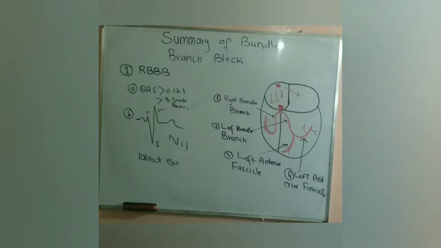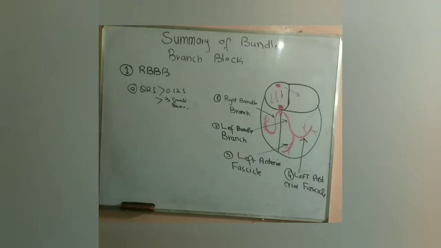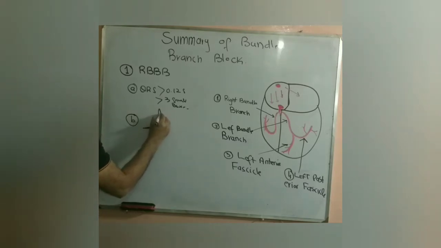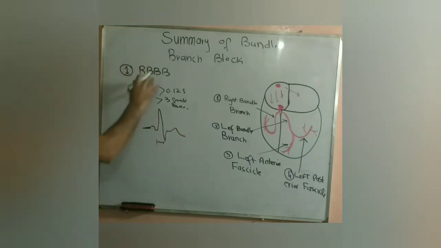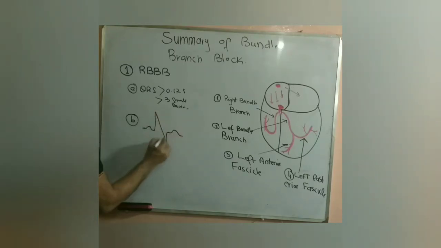But sometimes you do find a broadening of the QRS complex, but you do not find a typical RSR pattern or the rabbit ear pattern. In that case, you should look at lead V1. If there is a broad QRS complex and a tall R wave in lead V1, even then it would be right bundle branch block. A broad QRS complex and a tall R wave in lead V1 will qualify for the right bundle branch block.